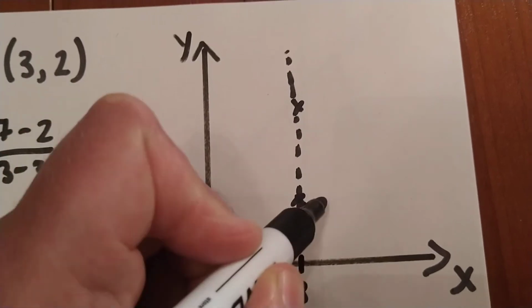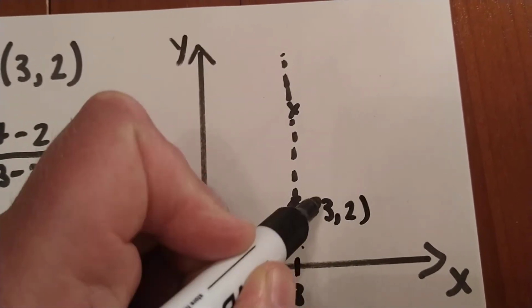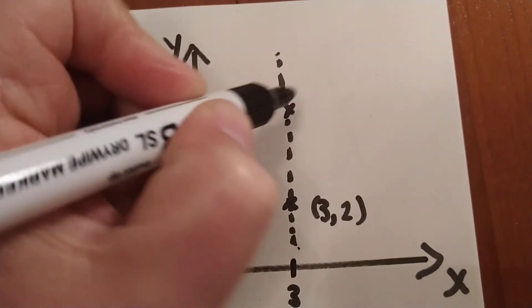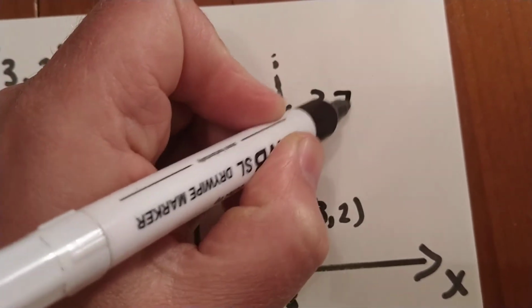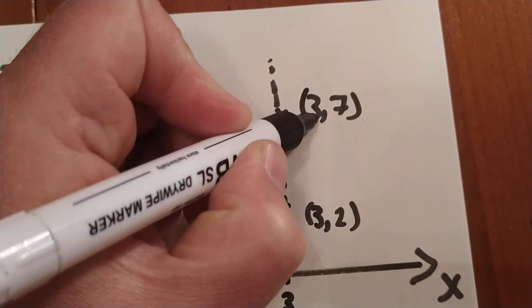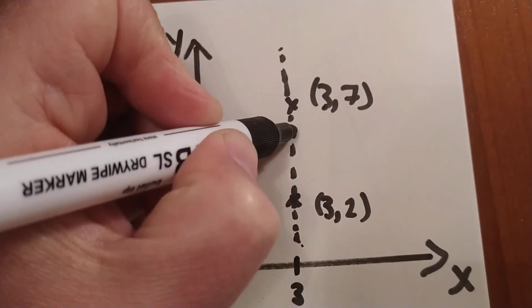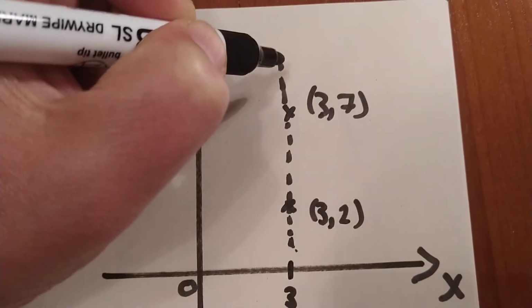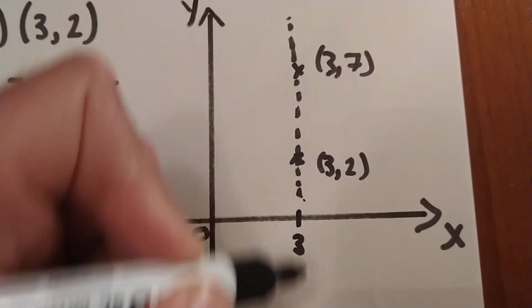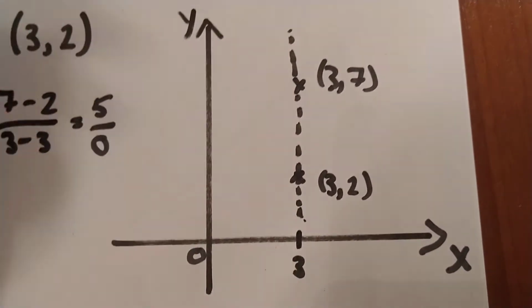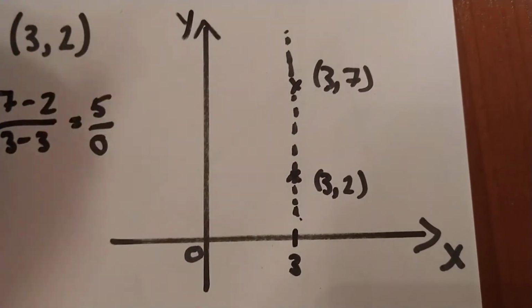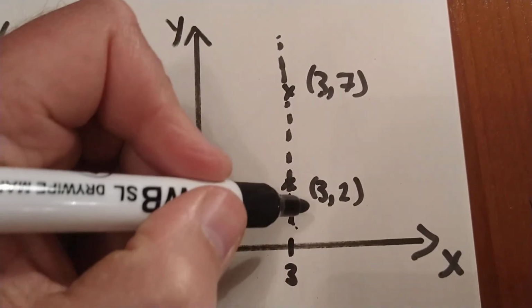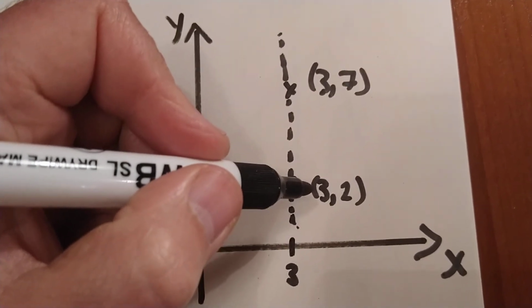Now, if this is the point (3, 2), then one up will be the point (3, 3), (3, 4). If this is the point (3, 7), one above will be (3, 8), one below will be (3, 6), down here will be (3, 0). If I keep going way up here, we've got (3, 10), (3, 20), (3, 100), (3, negative 15) down the way, and so on. All these different points have an x-coordinate of 3, but the y-coordinate can be anything at all.